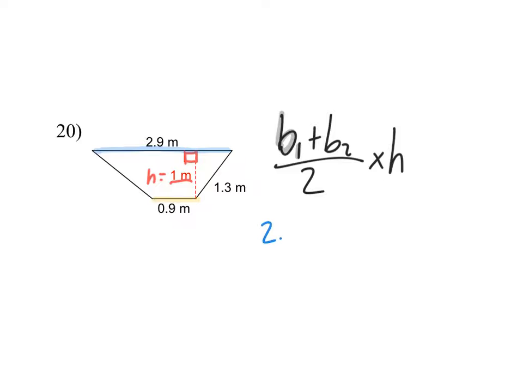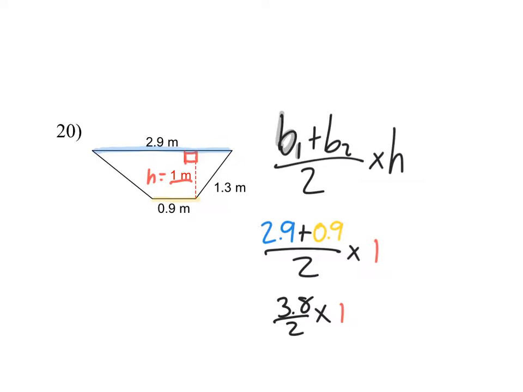I'm going to do 2.9 plus our 0.9. And we divide those two by 2. When we're finished, we multiply by 1. So I'm going to do my 2.9. I'm going to add my 0.9. And we have 3.8 divided by 2 times our height.